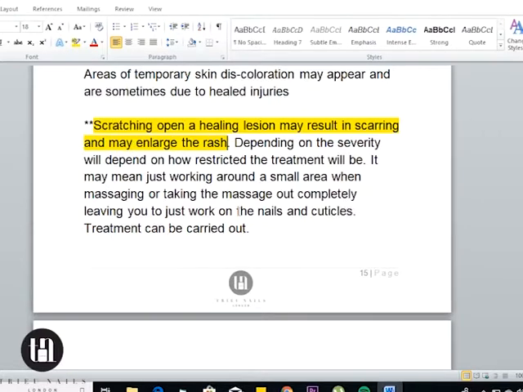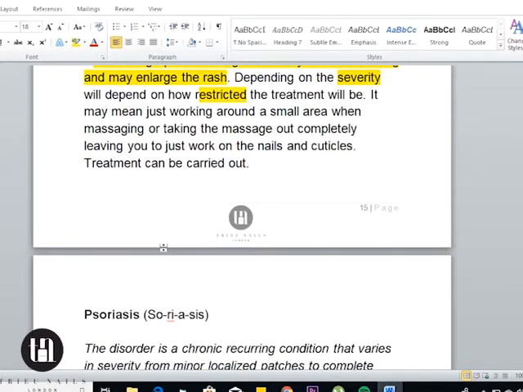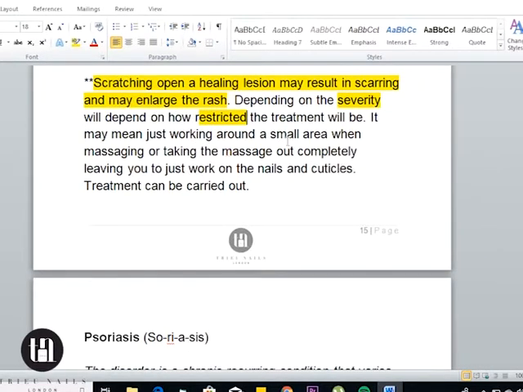So in terms of the treatment, its severity affects the restrictions. If it's not a severe case of eczema, then you could possibly go ahead. If it's very severe, then you need to make sure that the client is referred. If you're working around, say, a small area, then take out the massages completely and maybe just do the cuticle and nail work for that specific area.